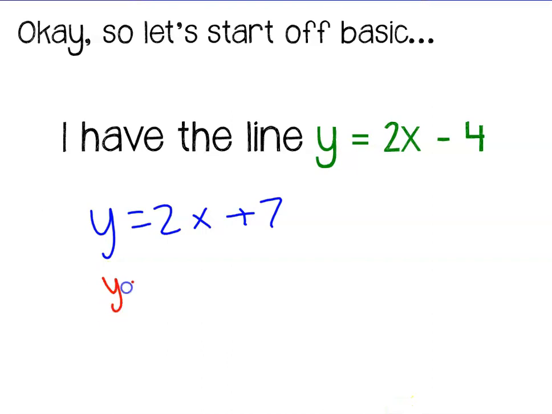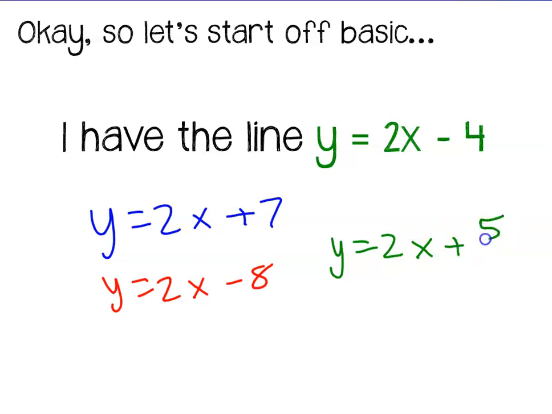How about this one? That's also parallel. How about this one? Yeah, it's not a very friendly number, but that's definitely parallel. So remember, always the same slope.